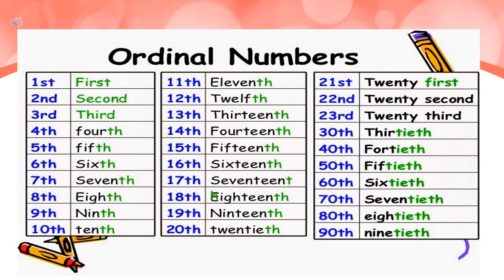So you notice here, basically we add TH to 4, 5, 6, 7, 8, 9, 10, and so on. The first one is first, the second one is second, and third is the third. And we have also 30th, 40th, 50th, 60th. We add them T-I-E-T-H.